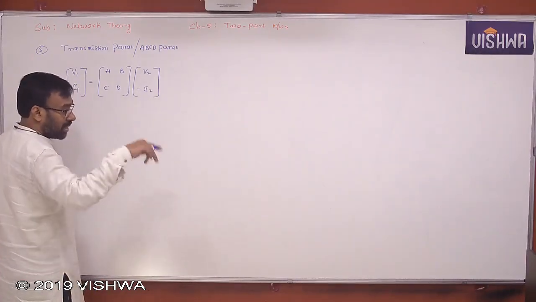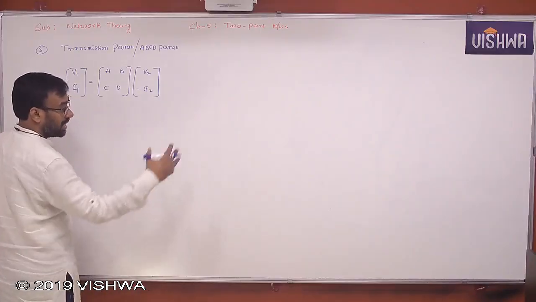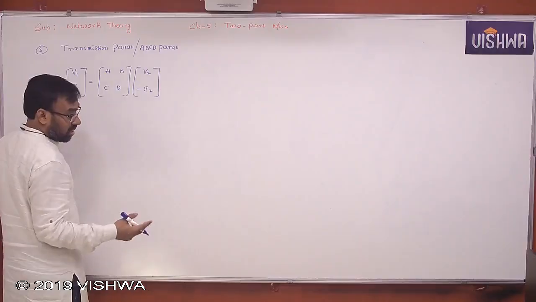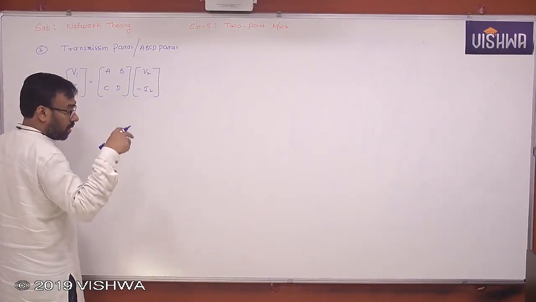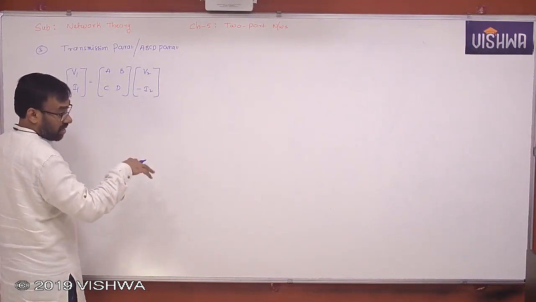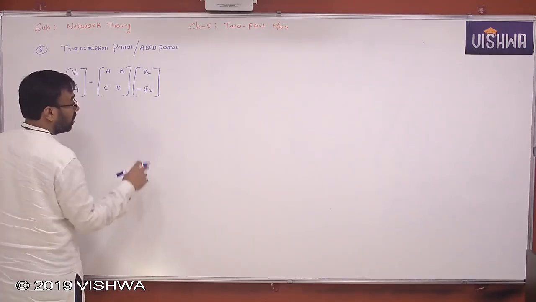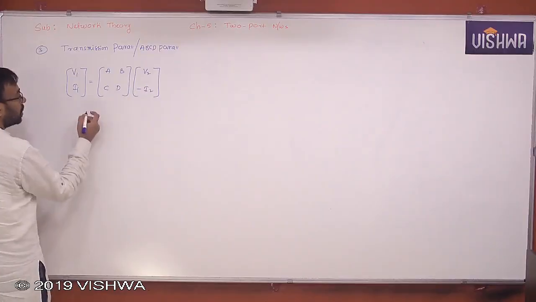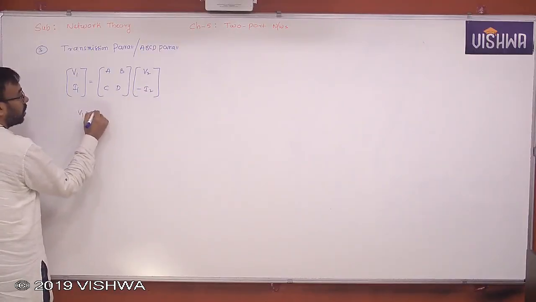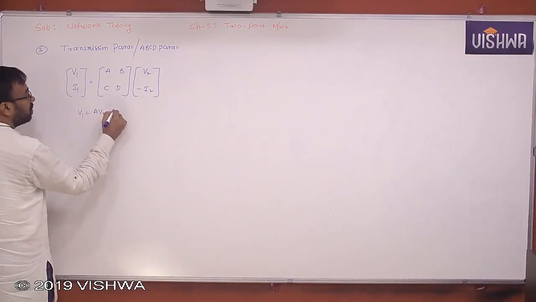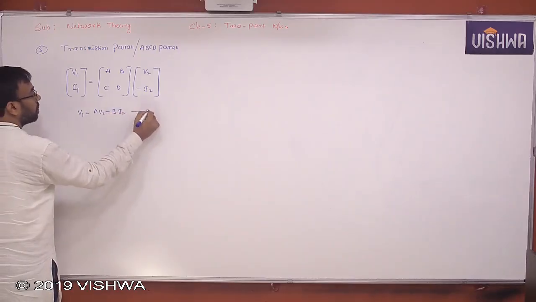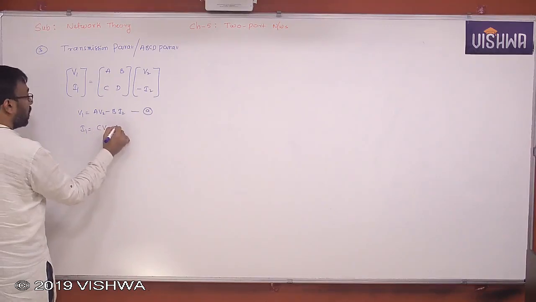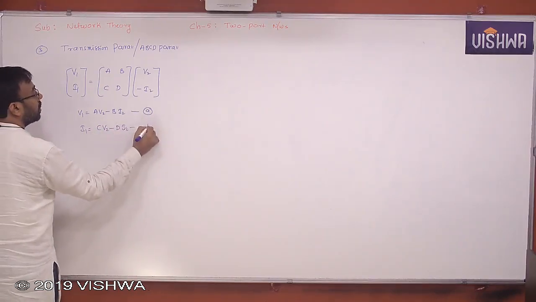But in the actual transmission lines, what's happening? Receiving end, the current is drawn by the load, right? So there is an opposite direction. Just to make it convenient for us in the analysis point of view, we generally take minus I2. Okay, so now here V1 is equal to AV2 minus BI2, equation A. I1 is equal to CV2 minus DI2, B.